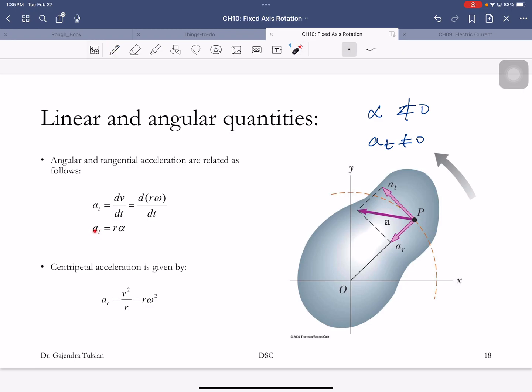The tangential acceleration, or the rate at which the speed of this thing is changing, is r times alpha. So if alpha were zero, this would be zero. Okay, so if alpha is zero, you have no tangential acceleration. You still have centripetal acceleration. Centripetal acceleration is your instantaneous speed squared divided by how far you are from the axis of rotation.